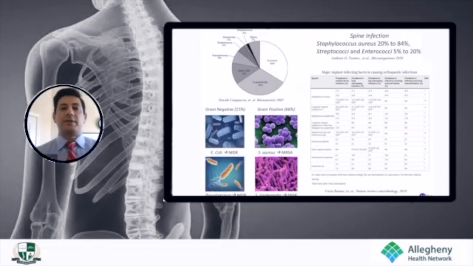Both gram-positive and gram-negative bacteria are responsible for orthopedic infections. The gram-positive bacteria are the major ones, responsible for 66%, and the gram-negative are responsible for about 15% of the orthopedic infections. Among all pathogens, Staph aureus is the most common microorganism, responsible for 20% to 84% of all spinal infections, while approximately 5% to 20% of spinal infections are caused by streptococci and enterococci.